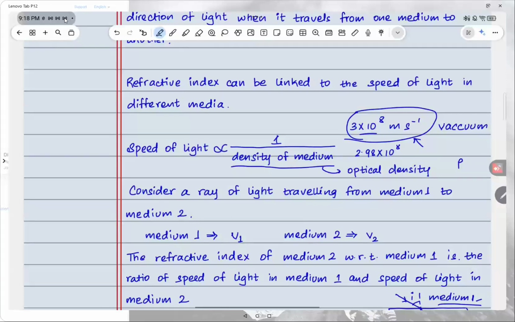So the density of the medium that I was telling you about is different from the mass density. It's called the optical density. Don't confuse between both of these. Understood?